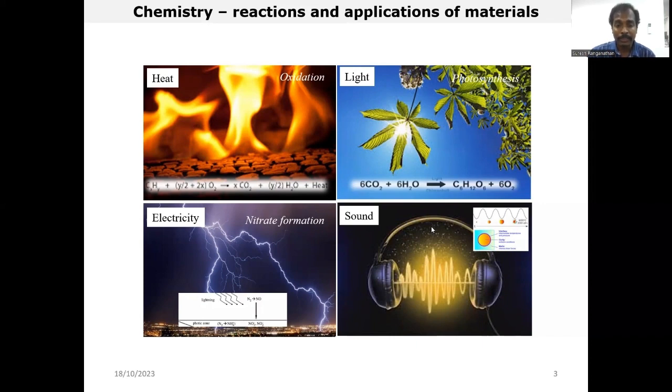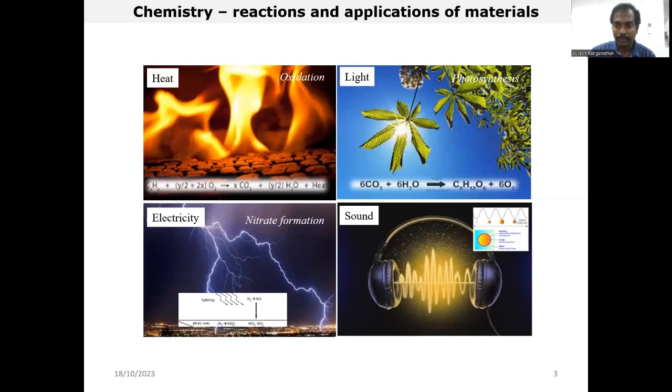So you know that sound may be in the form of music we are hearing. Sound can also perform a reaction. Such reactions are called sonochemical reactions. Nowadays, different kinds of organic and even inorganic compounds can be prepared by using sound energy.